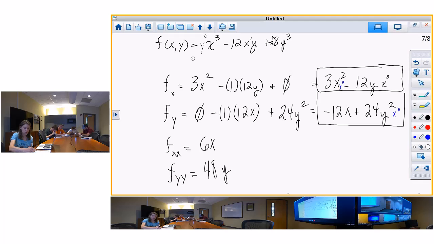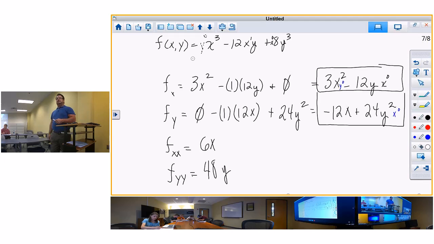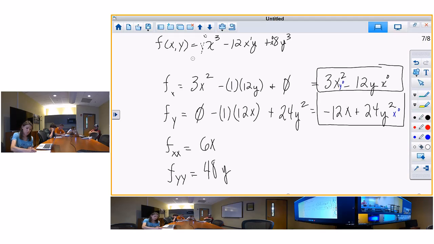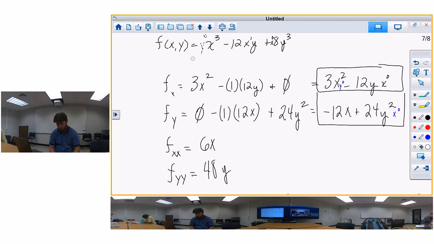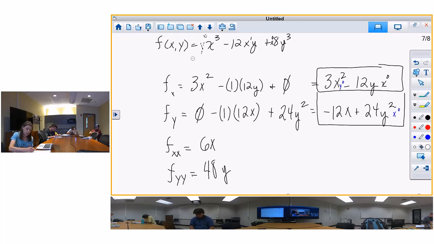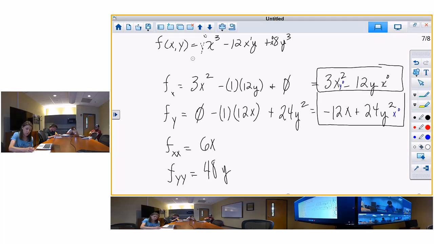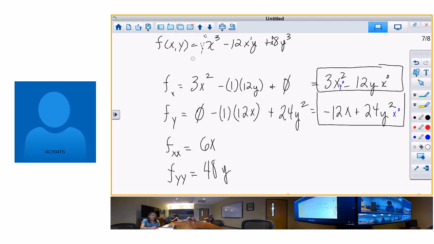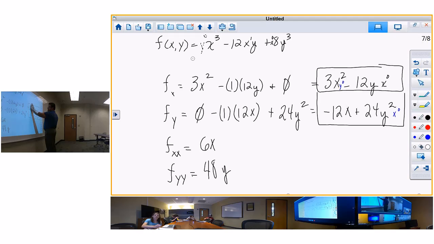It should be negative 12. Does it come out to be negative 12? That's what I got. It should come out to be negative 12. So this goes out. So what's left? X, Y. What would X, Y be? Negative what? 12. Negative 12.